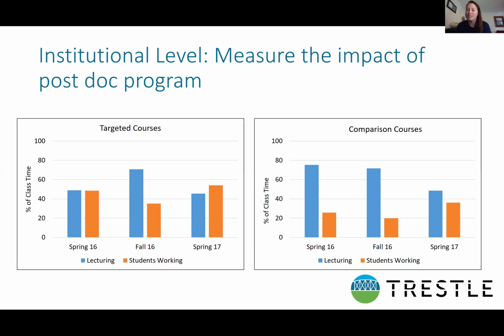This is a nice way to advocate for continuing to promote these active learning classrooms. We're going to be comparing the COPUS data with things like DFW rates to show how this is impacting the students as well. So it's a nice way to add evidence to promote this change on campus.